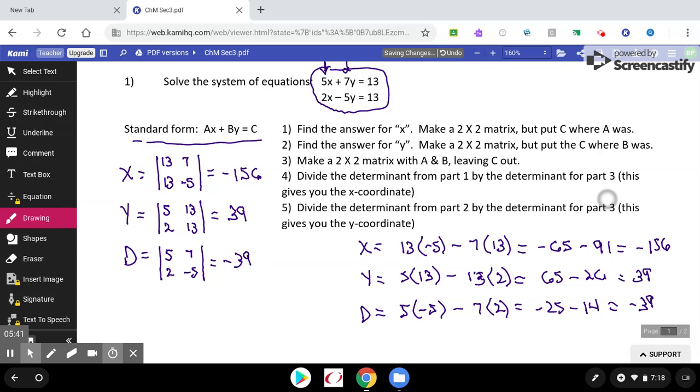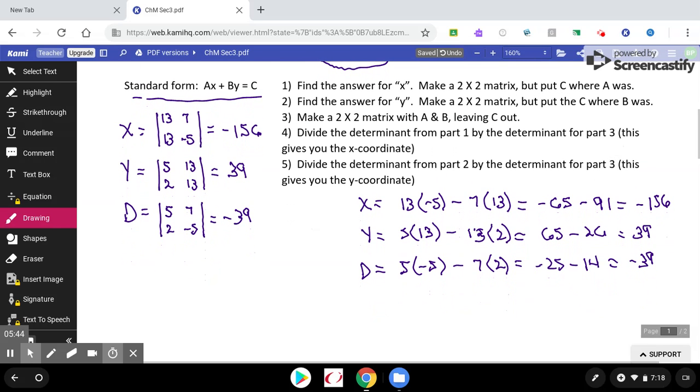All right, now, again, these are not the answers yet. There's one more step to do, which is fairly easy. You just have to remember it. So if I want to know what the x-coordinate is for this system of equations, I take my x answer and divide it by that third matrix. Well, the x answer was negative 156. The third matrix, or the divide by matrix, was negative 39. Two negatives make a positive. If we divide those, we get 4.